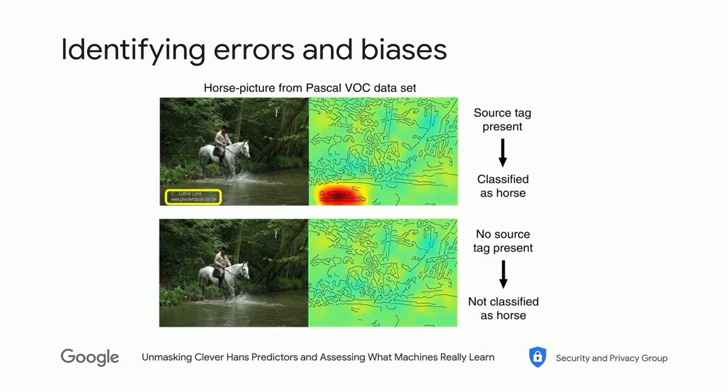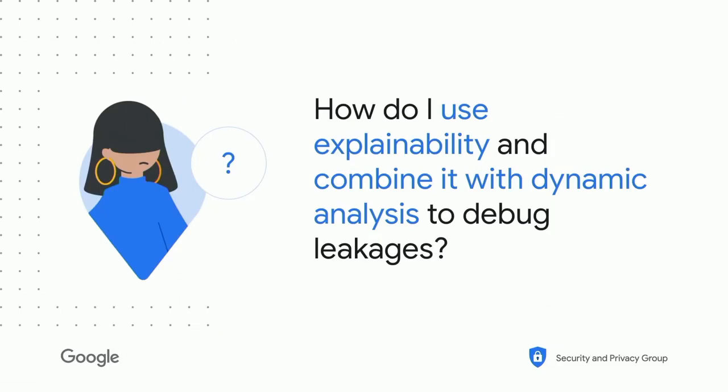It was done in a paper called Unmasking Clever Hans Predictors and Assessing What Machine Learning Really Learns, which was published in Nature. I believe the paper is widely available, not even behind a paywall, so you can check it out if you're interested in the origin of explainability. So that tells you how we do explainability.